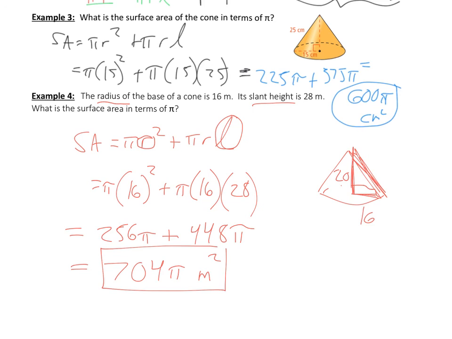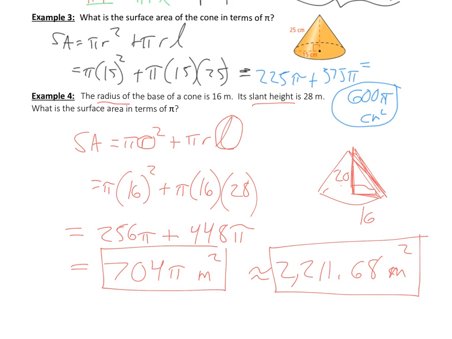Again, if you put that in your calculator and you want to see what that is exactly, put in the actual pi icon. That would be approximately 2,211.68 meters squared, right? And that's the answer.